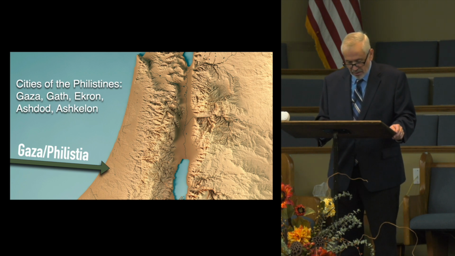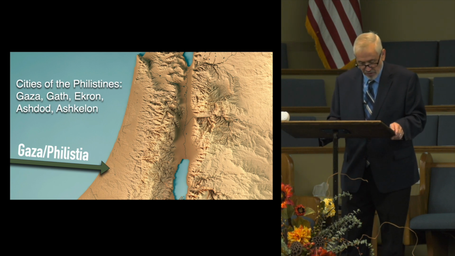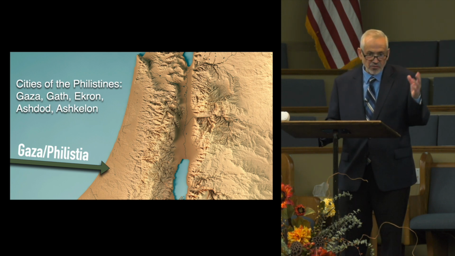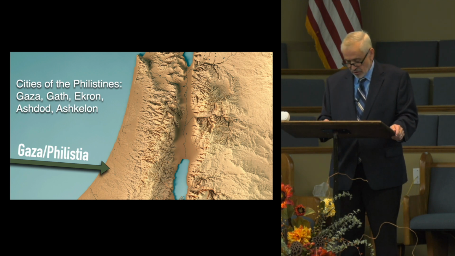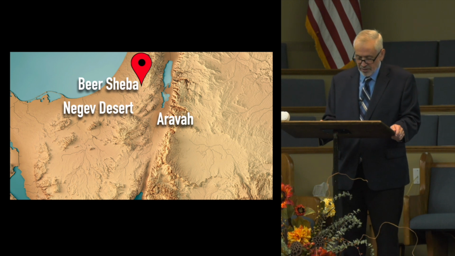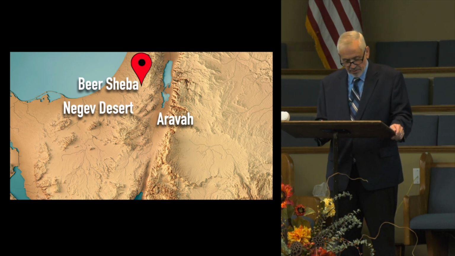That's Gaza, which is where the action's going on today, is still called Gaza here, these many thousands of years later. Gath, which is where Goliath was from, Ekron, Ashdod, and Ashkelon. That's Philistia, those cities down here on the coastal plain. You can see Beersheba here down at the very tip, the bottom of the map. This is just before you go out into the desert.